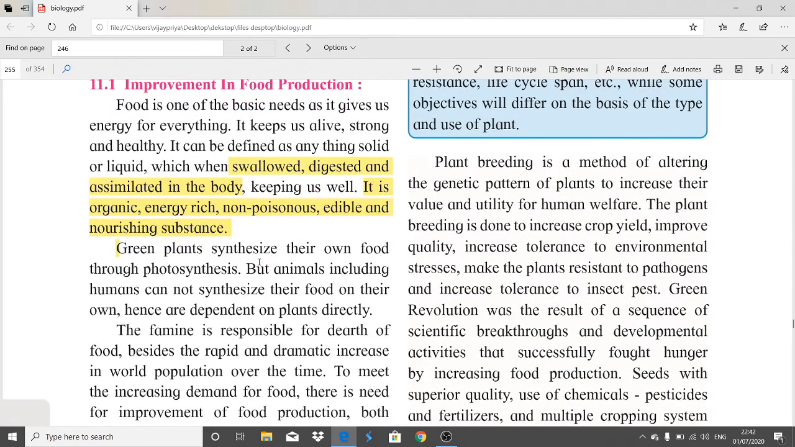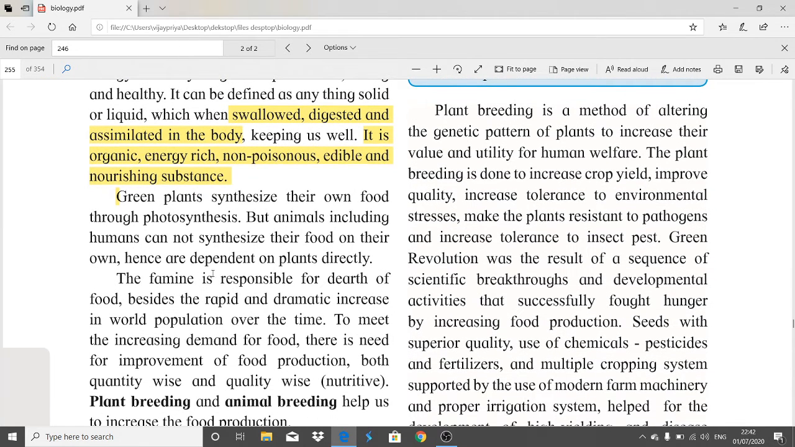Green plants synthesize their own food through photosynthesis. Photosynthesis is the process by which plants are able to produce their own food. But animals, including humans, cannot synthesize their food on their own. Hence, they are dependent on plants directly or indirectly.